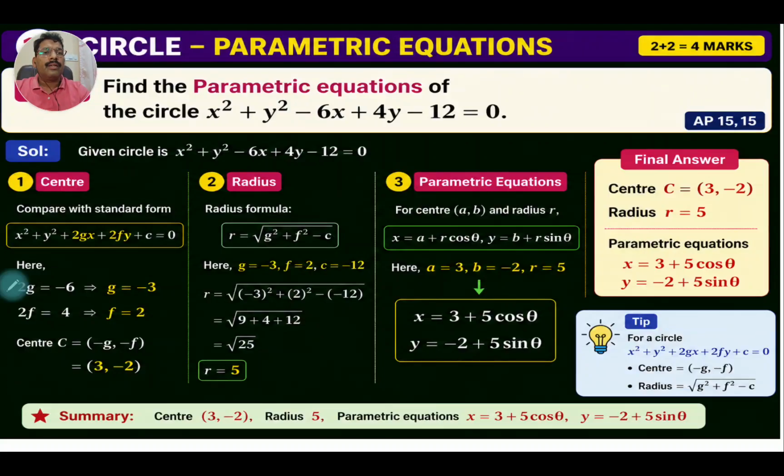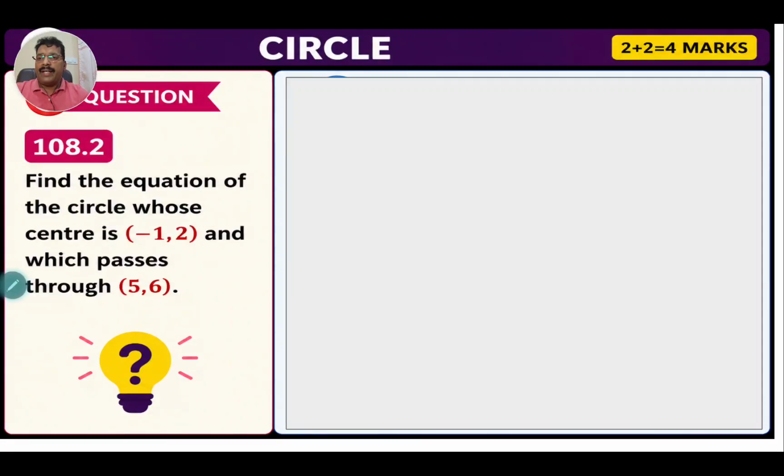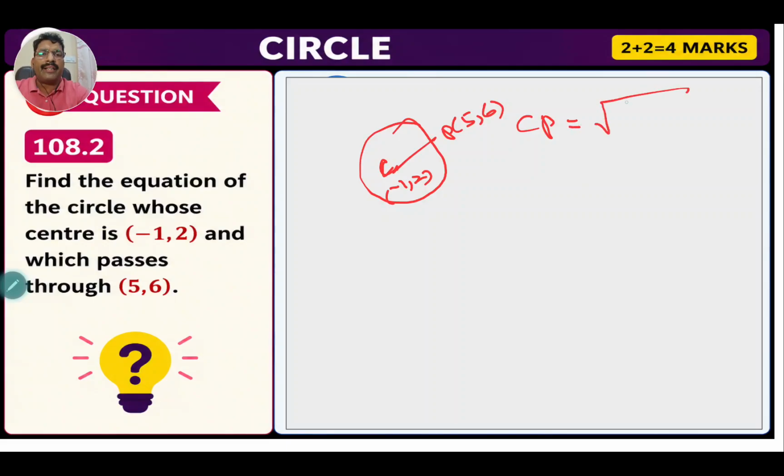So next question, find the equation of the circle whose center is (−1, 2) and which passes through (5, 6). Here center given and one point given, circle passing through one point. So to find the equation of the circle, we need center and radius. Center already is there. Radius, how to find radius? Distance between center and this point, that is CP. CP distance if you find, you will get the radius.